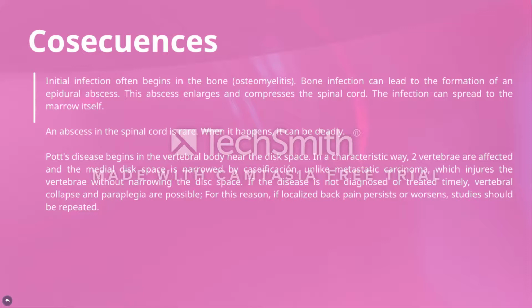Pott's disease begins in the vertebral body near the disc space in a characteristic way. Two vertebrae are affected and the medial disc space is narrow but calcified, unlike metastatic carcinoma which injures the vertebra without narrowing the disc space. If the disease is not diagnosed or treated in time, vertebral collapse and paraplegia are possible. For this reason, if localized back pain persists or worsens, studies should be repeated.